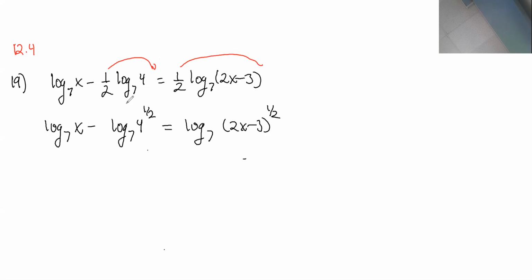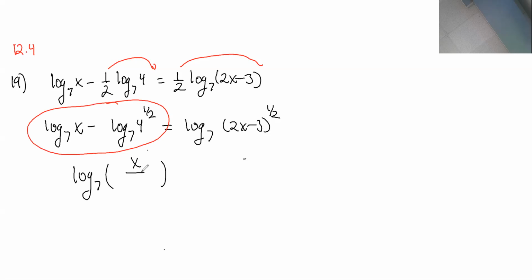Now, how would I condense the left side to a single log? Using multiplication or a fraction? Fraction. A fraction. X over, what's 4 raised to the 1/2 power? 2. 2 equals log base 7 of, that's the square root of 2x minus 3. Okay, 1 log on each side.